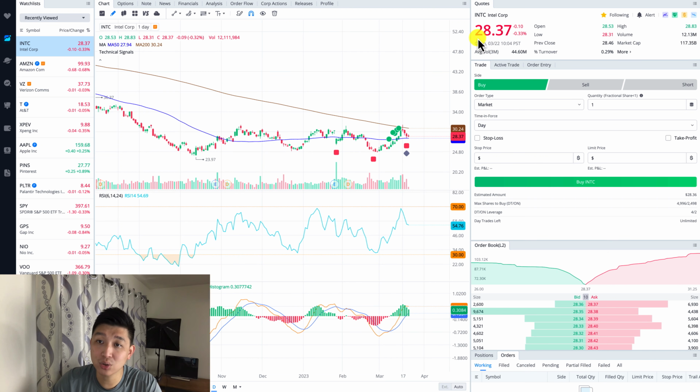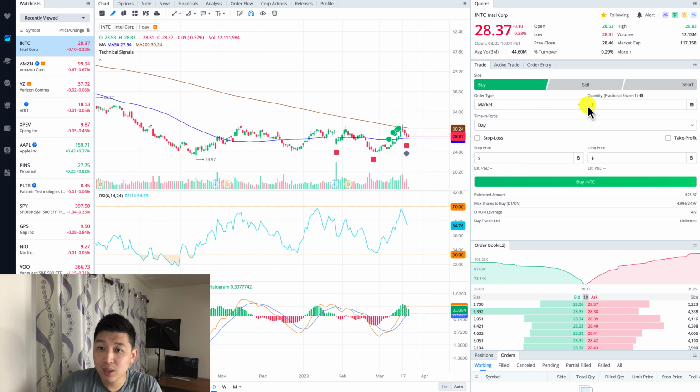Right now Intel is trading at 28.37, and if you have order book level 2, you can see all the price action and where it's trading. Right now it's right in between 28.36 and 28.37. So if you put in a market order, you'll get roughly between these two prices. Now this is a subscription, and most of you won't have that to start with, but if you do, it's beneficial for you to go in and see.